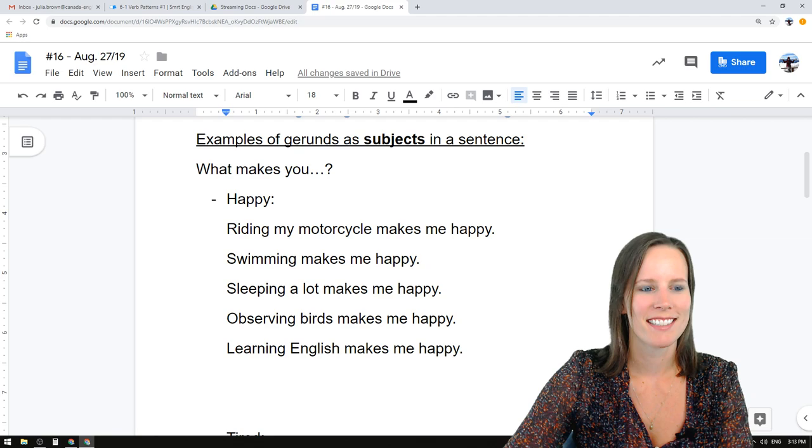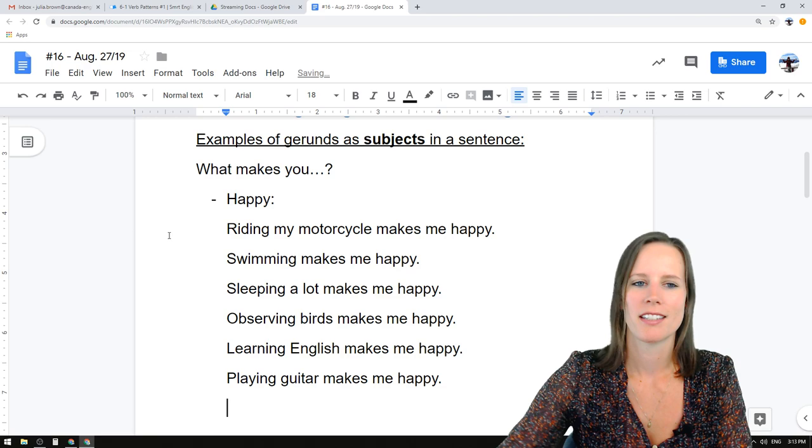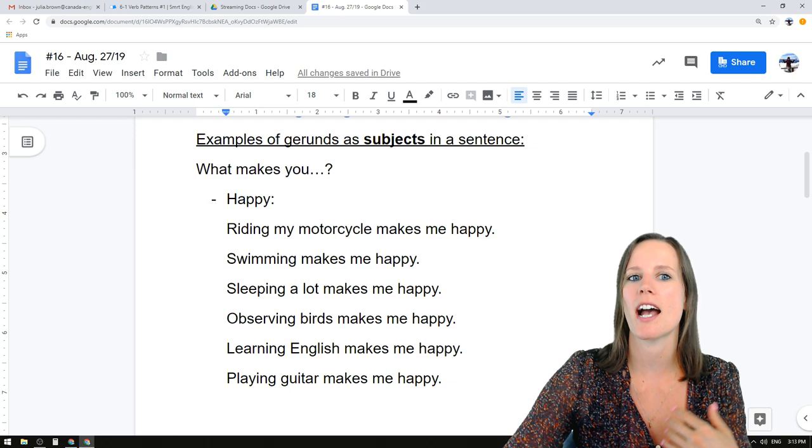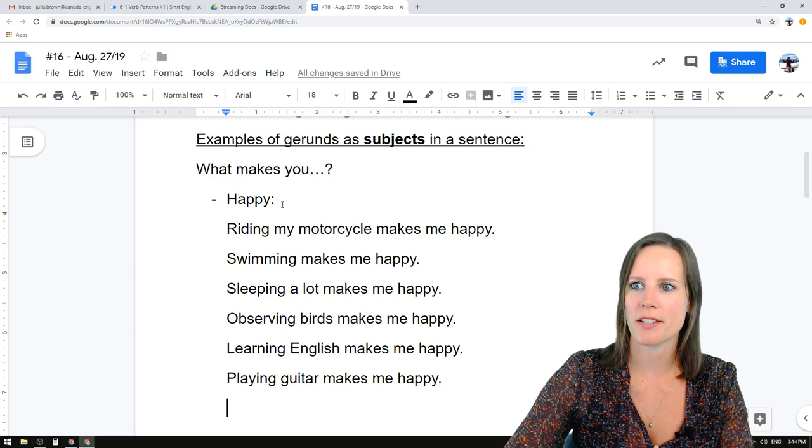I'm seeing great examples here. Playing guitar makes you happy, Michaeli. That's cool. Good. Acoustic or electric? What kind of guitar do you play? Watching Smart English videos, you could say, allows you to learn a lot of English. Watching Smart English videos allows you to learn a lot of English. Good. Okay, so we're done with happy.